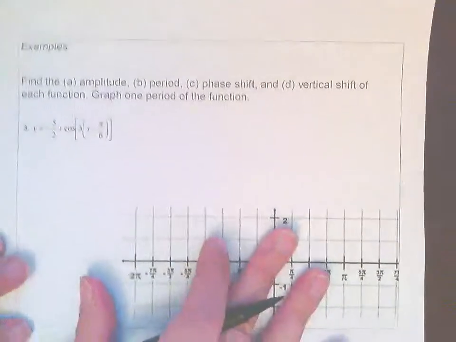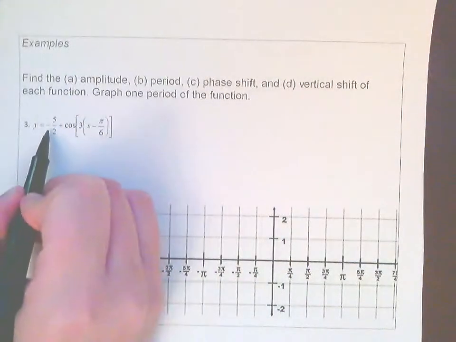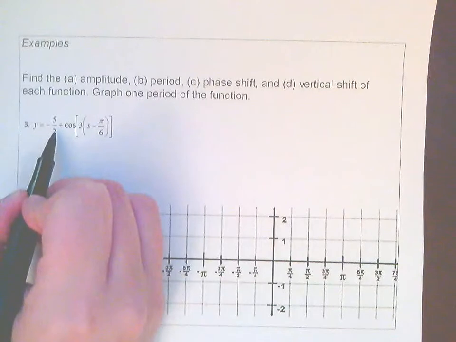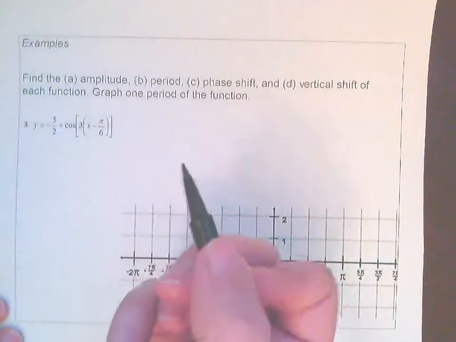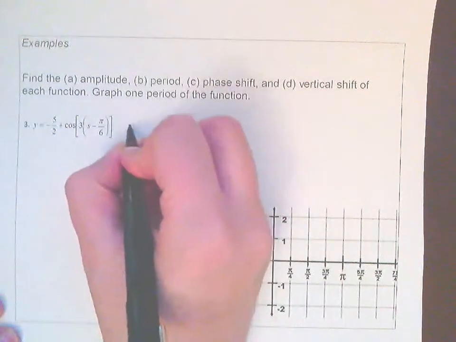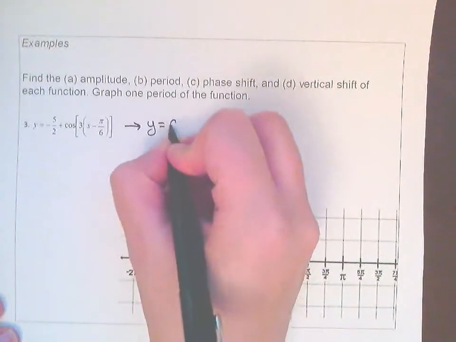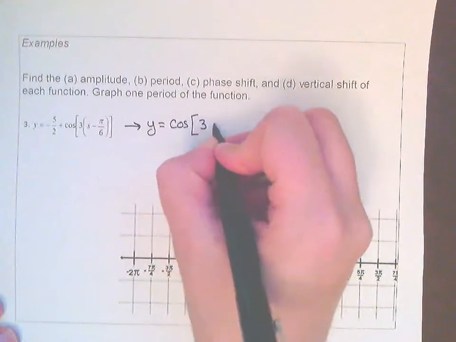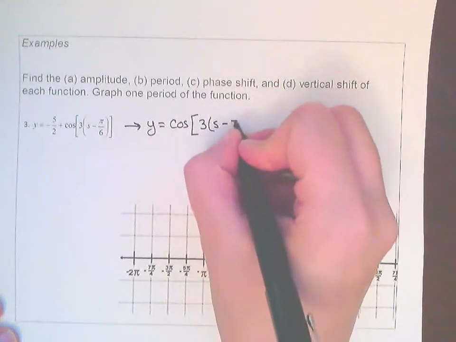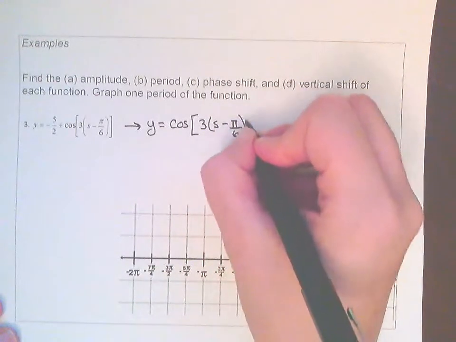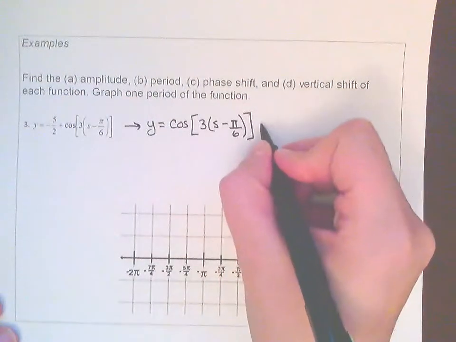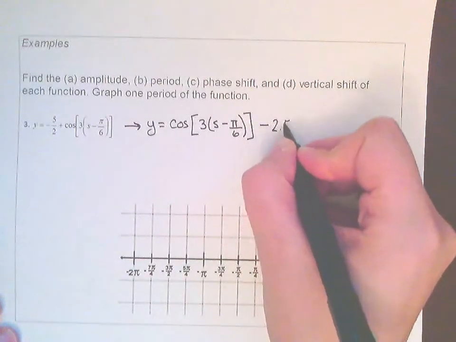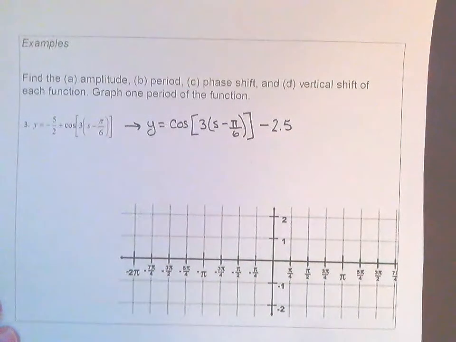Alright, so here, again, remember you see the -5 over 2 is on this side, so I'm just going to move it over here, but instead of making it a 5 over 2, I'm just going to move it over as a 2.5. So this is going to become y equals cosine 3x minus pi over 6. It's a negative, okay, so it's going to come as a negative 2.5. And that's just going to make it easier for me to really understand how much I'm moving up or down.